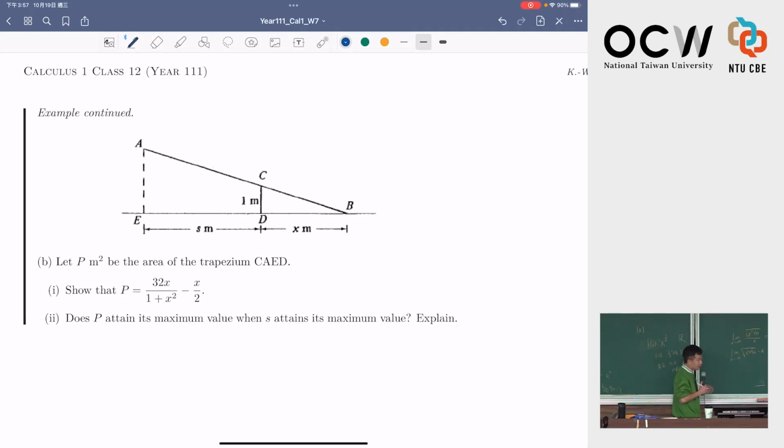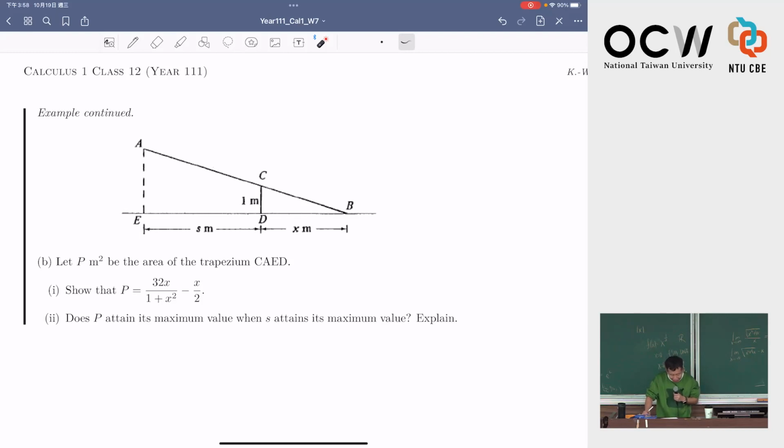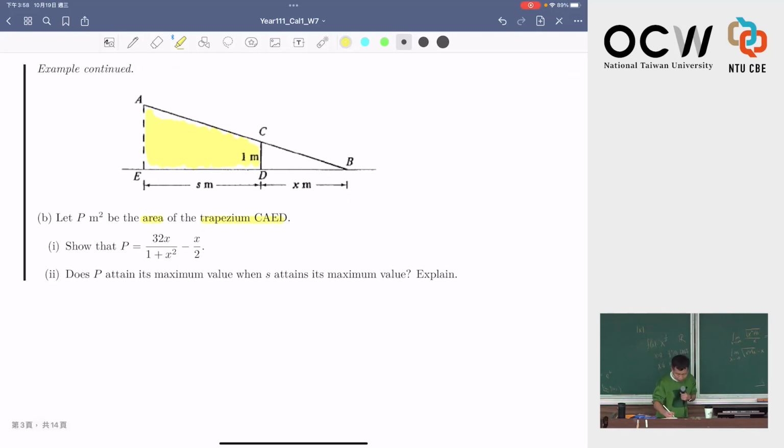Okay. Next page is a continuation of this example. So what happened now is that, okay, the same situation, but what you look at is something different. You're going to look at the area of the trapezium. So you're going to look at the area of this object here. The area of the trapezium CAED. And the part 1, of course, firstly, write down the function P, okay? Write down the function P. P is the area of CAED.